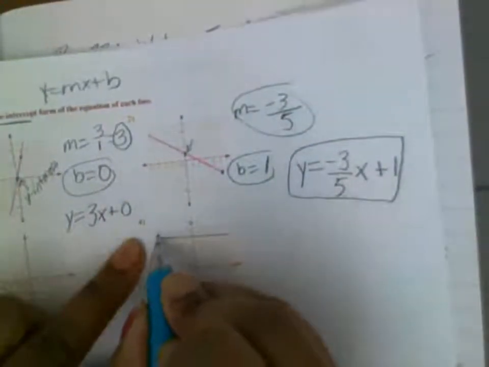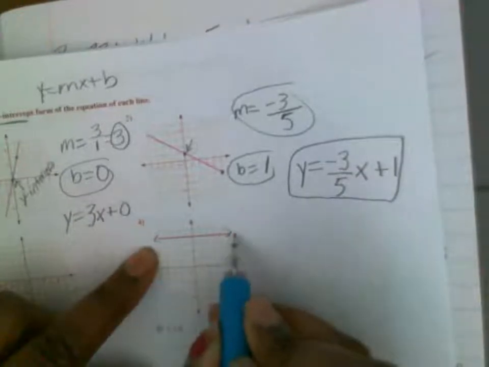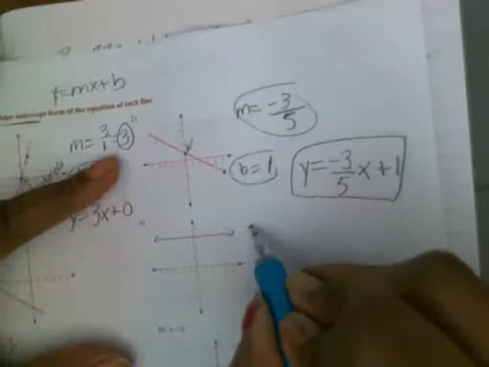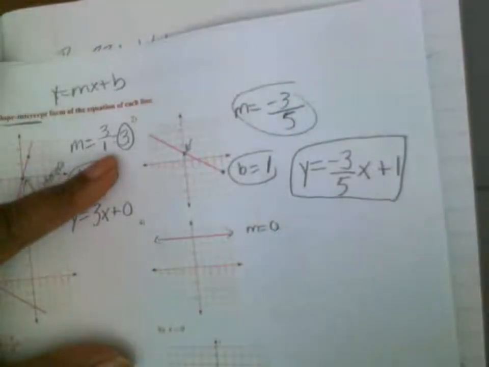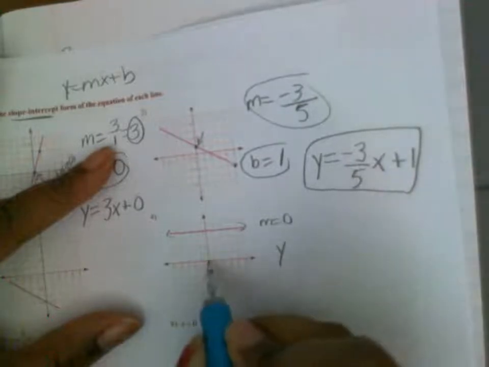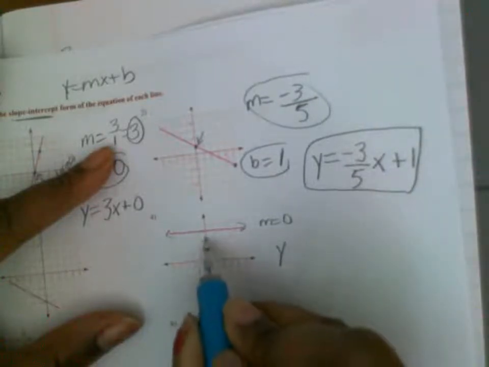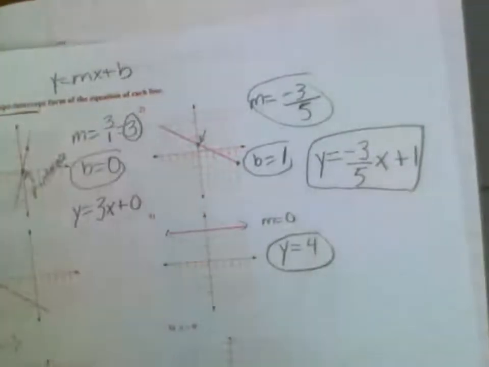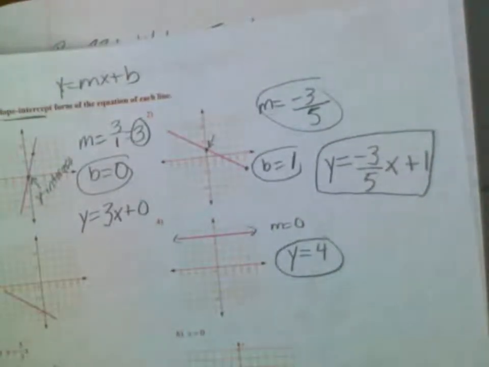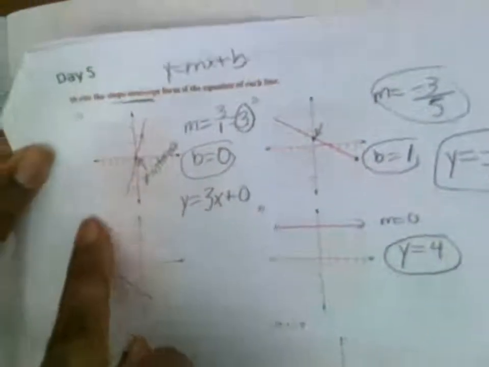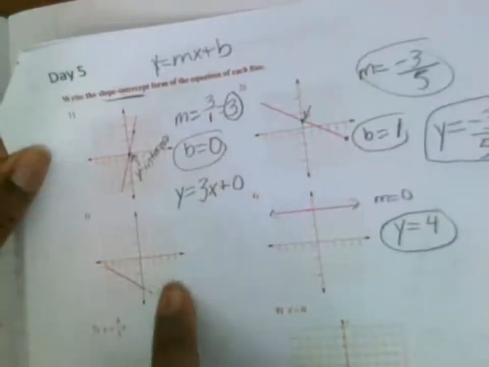Look, this line is going through the y-axis, and it's laying flat. My m here is 0, so there is no slope. And it's going through the y-axis. So it's going to be y is equal to 1, 2, 3, 4. So my answer here is just y is equal to 4. It's a flat line going through 4 on the y-axis. So it's y is equal to 4. So make sure you do number 3 on your own, okay?